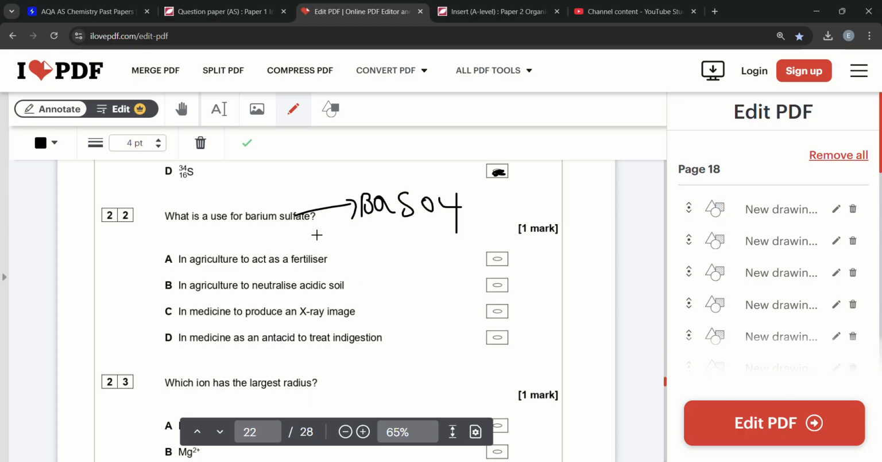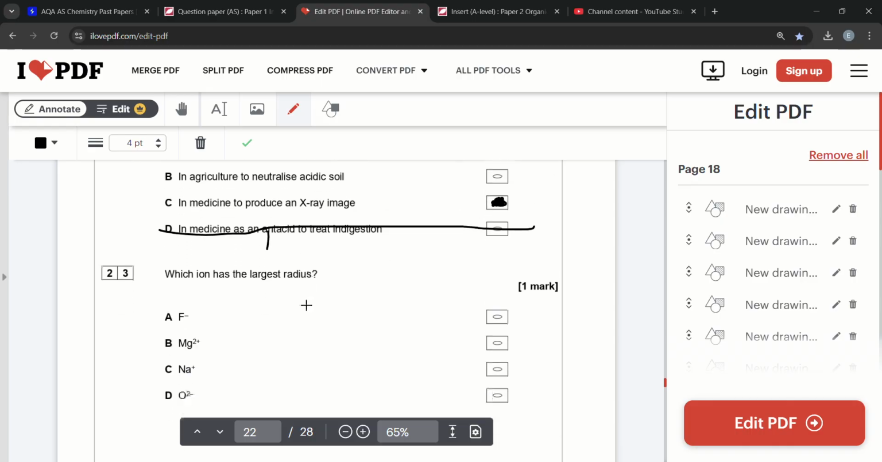Barium sulfate is used in barium meals, and it's not used as an antacid, a substance which neutralizes excess stomach acid. That's magnesium hydroxide, or is it calcium hydroxide? In medicine, barium sulfate is used in barium meals for X-ray images to identify the organs and soft tissues which can't be located by normal X-rays.